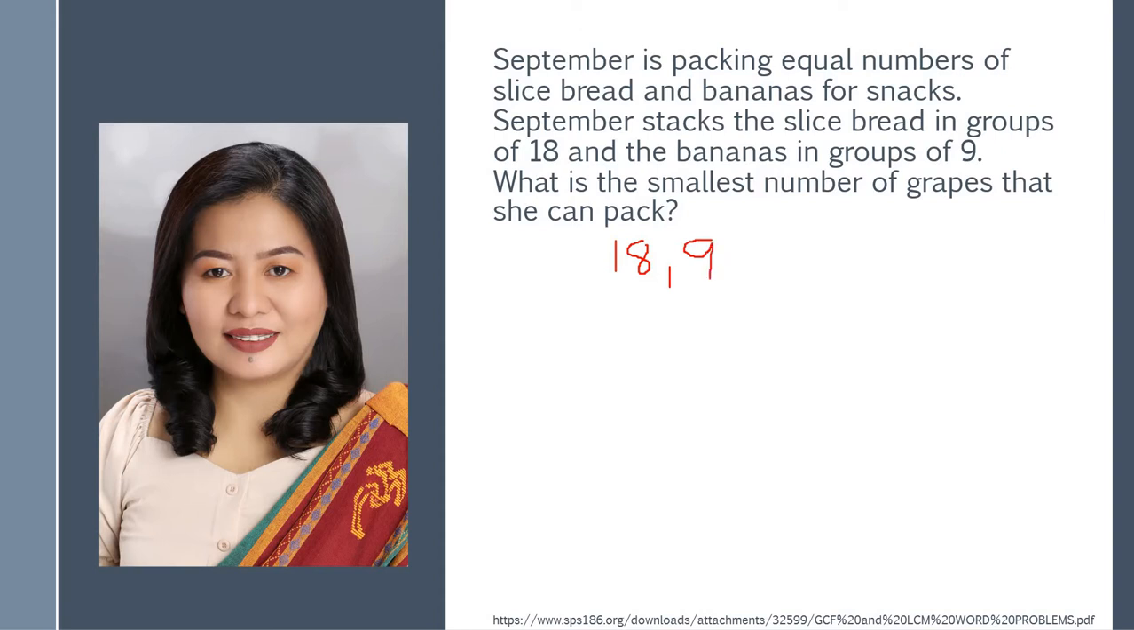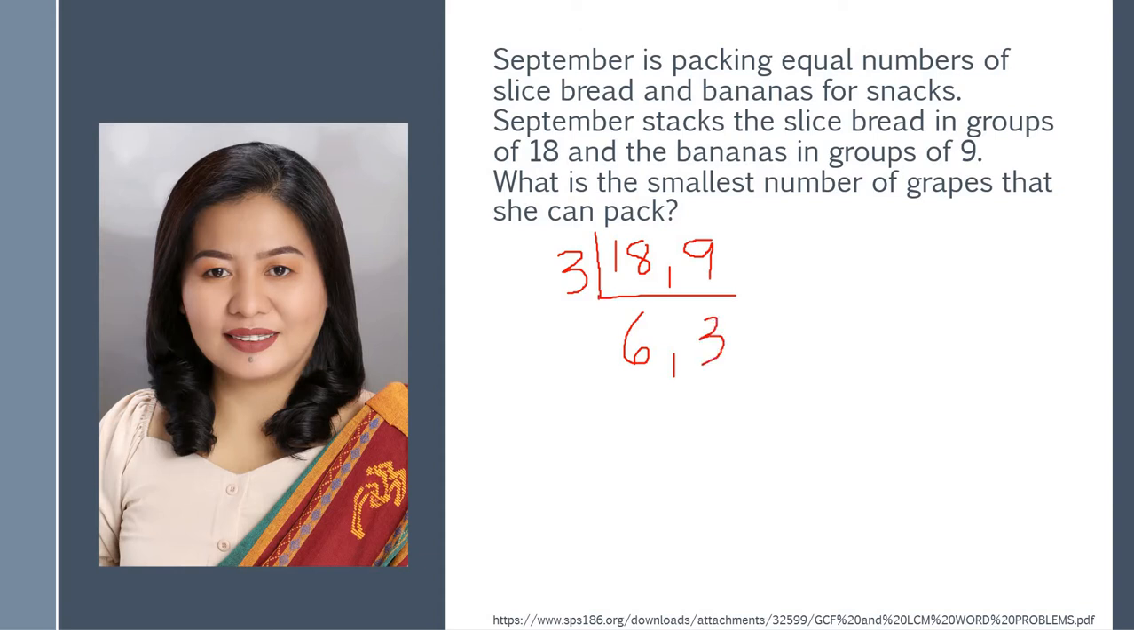So we write 18 and 9 side by side. We start by asking ourselves, is 18 divisible by 2? Our answer is yes. But is 9 divisible by 2? No, 9 is not divisible by 2, so we move on to 3. Is 18 divisible by 3? Yes. Is 9 divisible by 3? Yes. So our first factor will be 3. So 18 divided by 3 is 6, and 9 divided by 3 is 3.